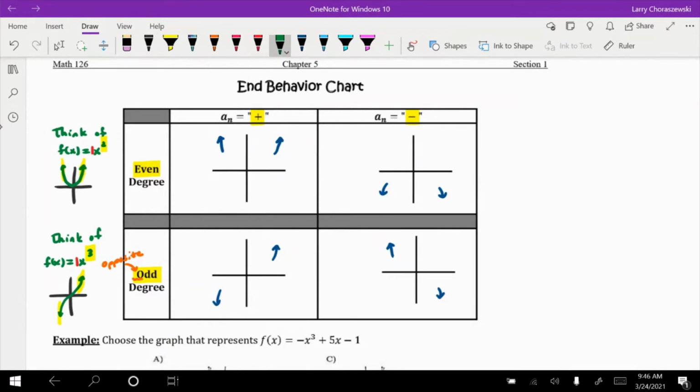All right. Now on the right-hand side, just for sake of completion, you can think of f of x equals negative x squared for a polynomial function with even degree and a negative leading coefficient. That would cause the graph of x squared to flip upside down. In this case, both ends are pointing down. We have an even degree and negative leading coefficient.